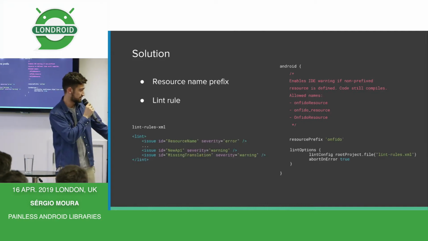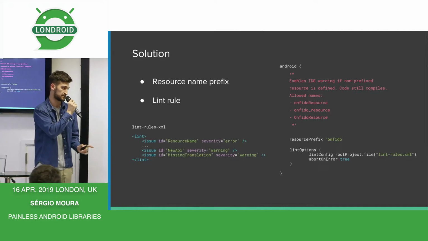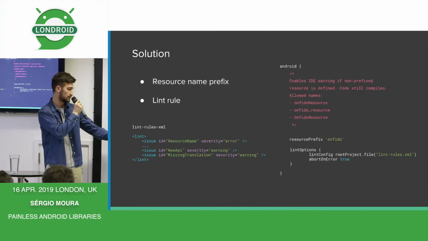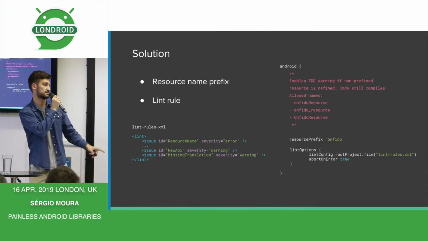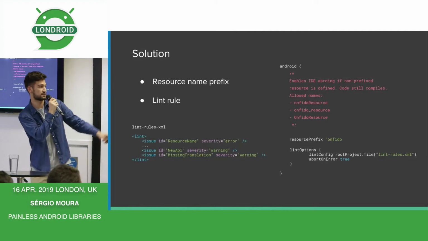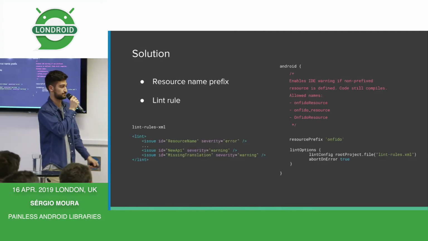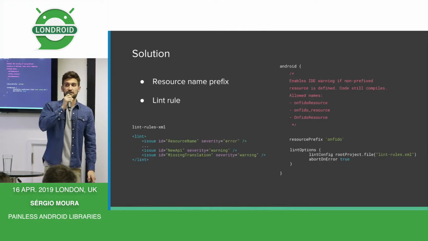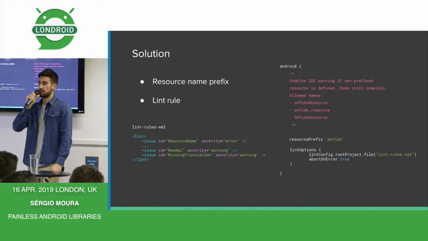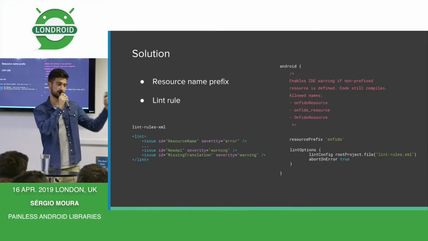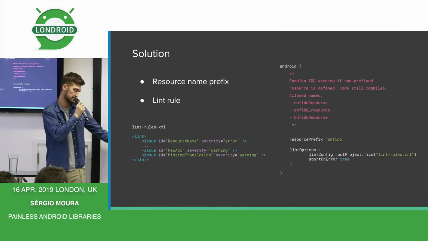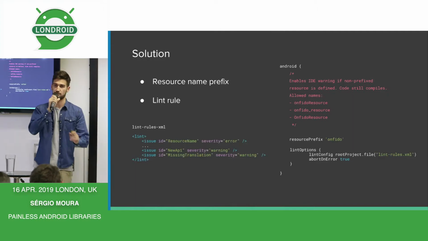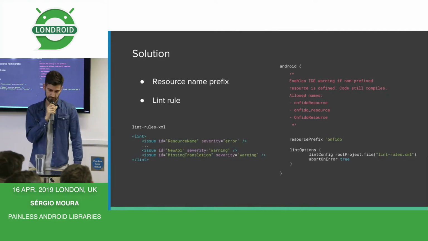And for this specific case of resource names, you should define the issue with ID ResourceName, and you should mark its severity as an error so that your build aborts whenever there is an error here. But you may say, oh, but now my build will start failing due to other lint warnings that I don't want to tackle right now. So you can just define them, mark them as warnings, and they will be just that, just warnings.